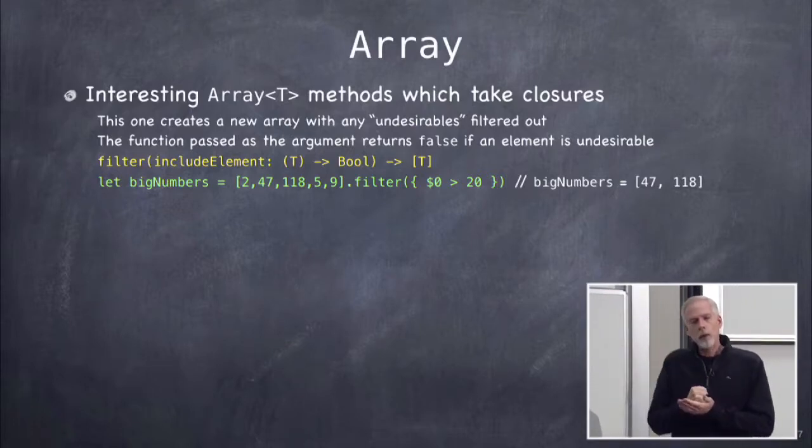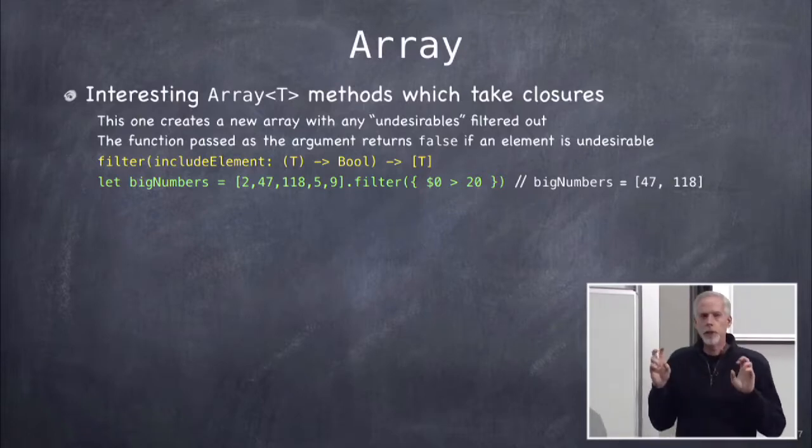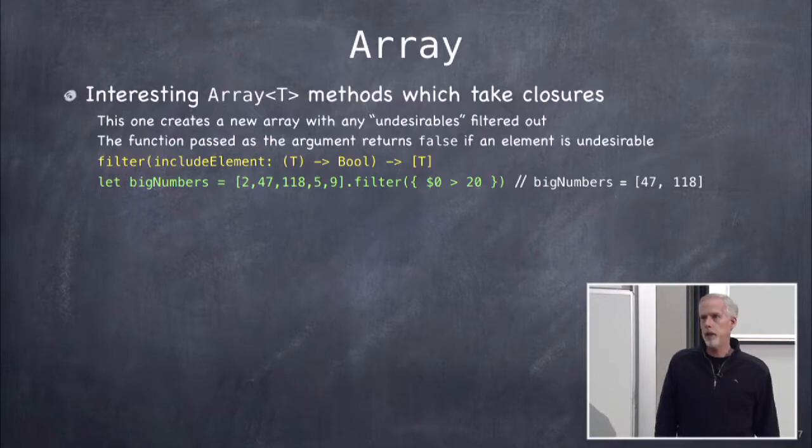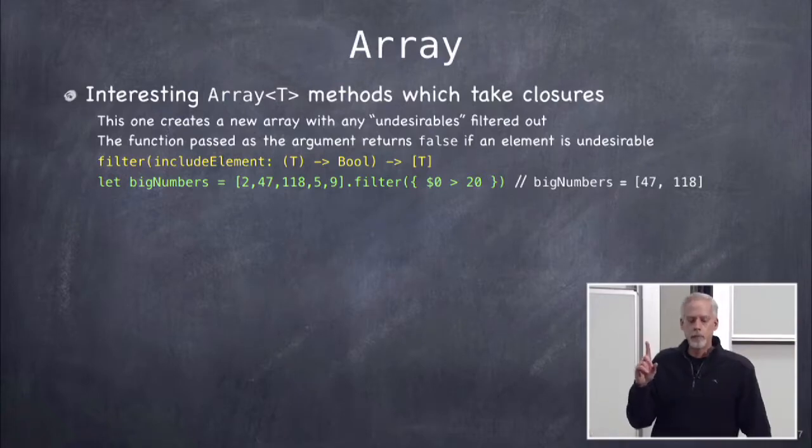But why are closures so great? So let's look at this. This first function right here called filter is an array method. It's just func in array, nothing special about it. It has one argument, which is called include element. And that argument is a function.